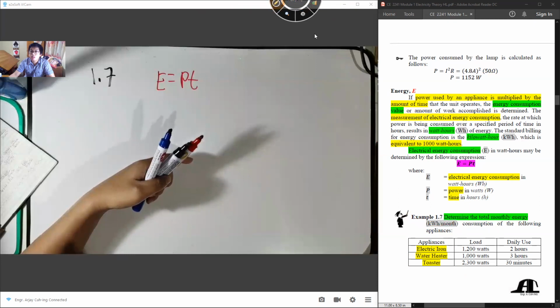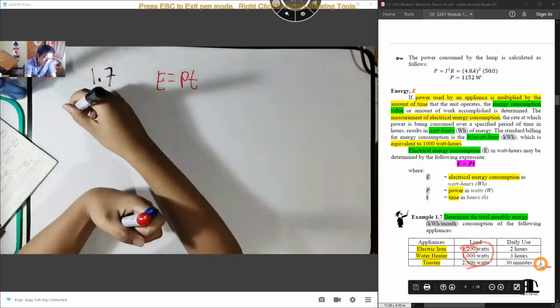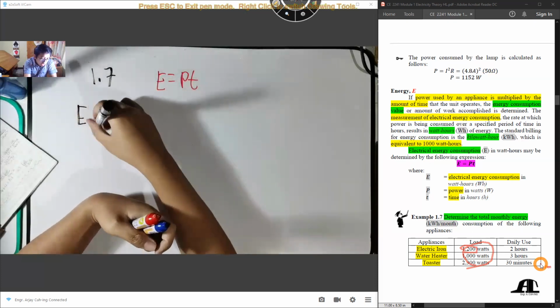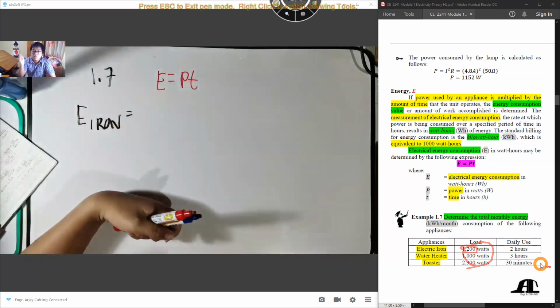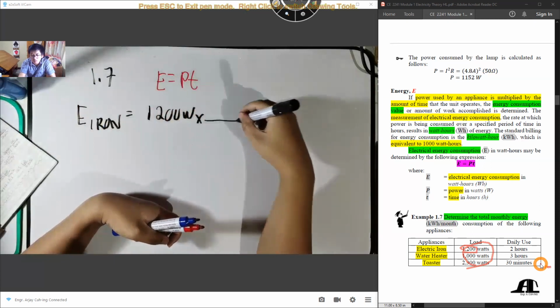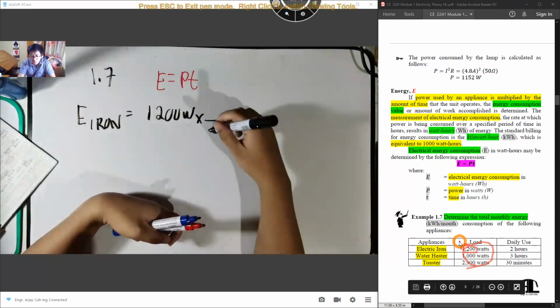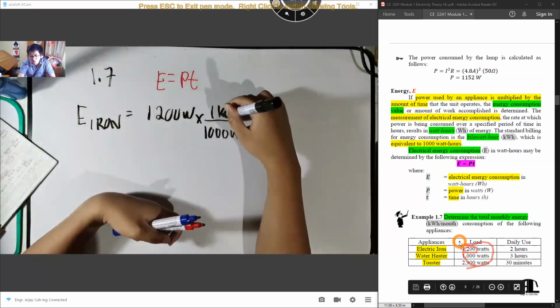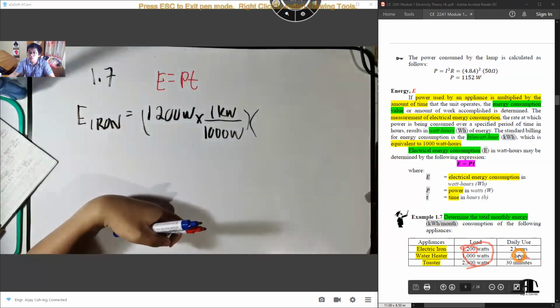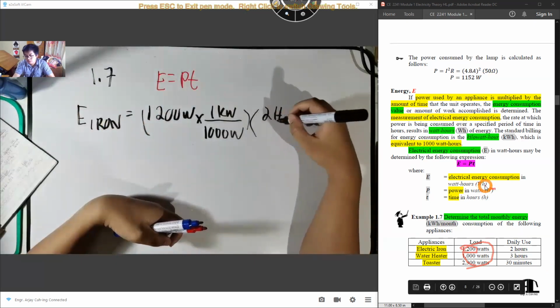Okay? So i-convert na natin. Ang 1 kilowatt is equal to 1,000 watts. Unahin natin yung energy ng electric iron. Ang power natin ay 112 watts. I-convert natin kasi ang gusto natin ay kilowatts. So 1,000 watts is equal to 1 kilowatt. Ito na yung power natin, times yung time. Ang time natin, kung titignan yung daily use, 2 hours per day.